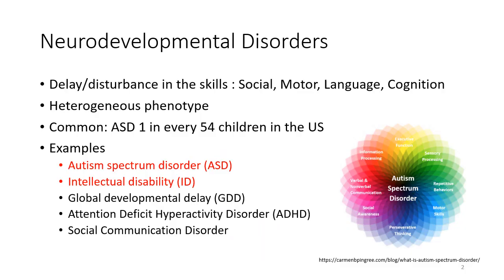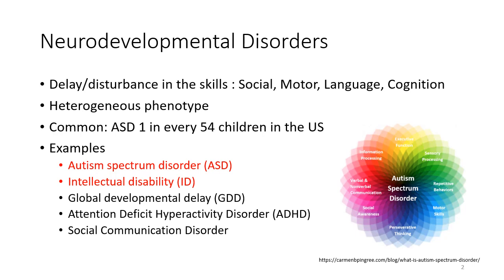Let me start with a bit of background. Neurodevelopmental disorders are mainly characterized by delay or disturbance in the functionality of the neurological system. They tend to show a heterogeneous phenotype, and some of these disorders are relatively common. For example, 1 in every 54 children in the US is in the autism spectrum. Also, we observe high comorbidity among these disorders.